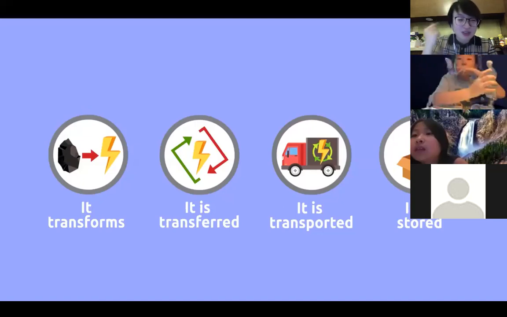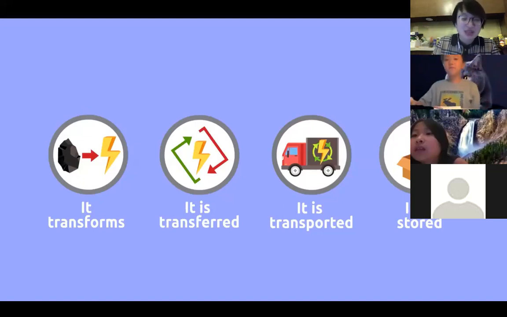Let's recap. So energy transforms. It is transferred. It is transported. And it is stored. These are the four fundamental properties of energies. Okay.